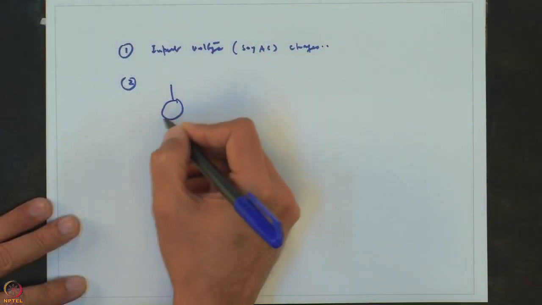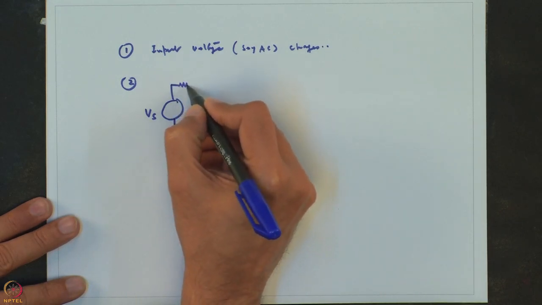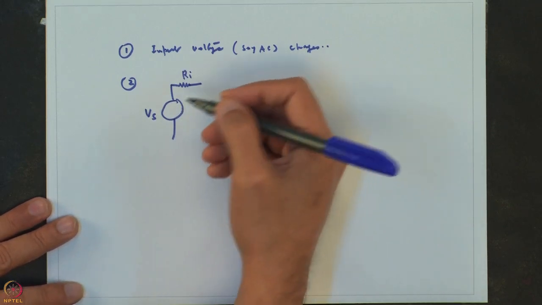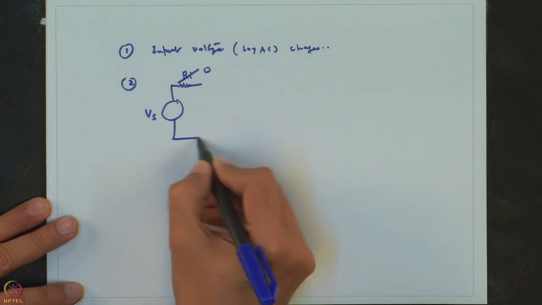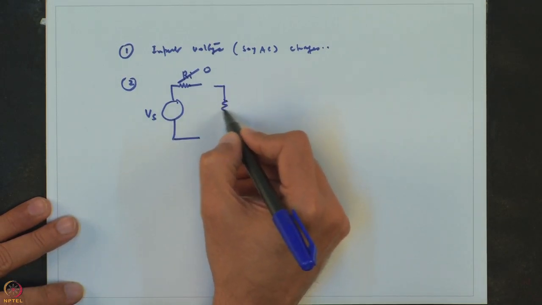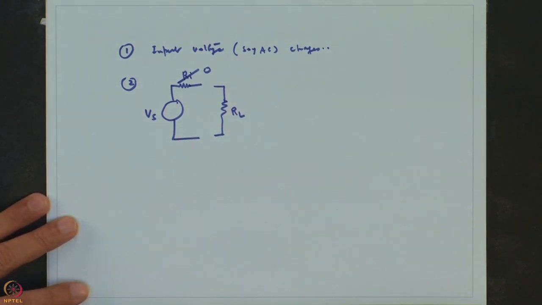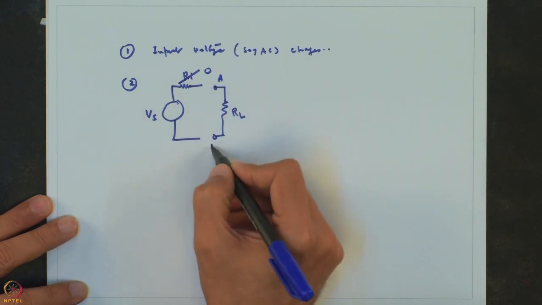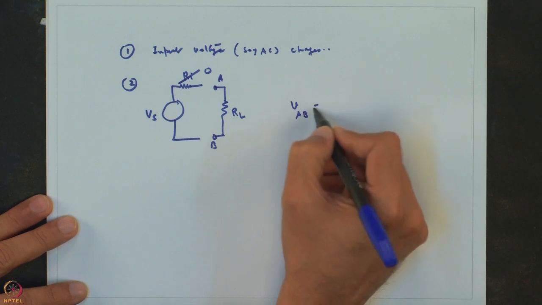So, if you have an ideal voltage source, let me mark this as Vs, and let us say that its internal resistance, the source internal resistance, is 0. Now, irrespective of the load that I connect across this source, the voltage across the terminals A and B of the load will always be equal to Vs.